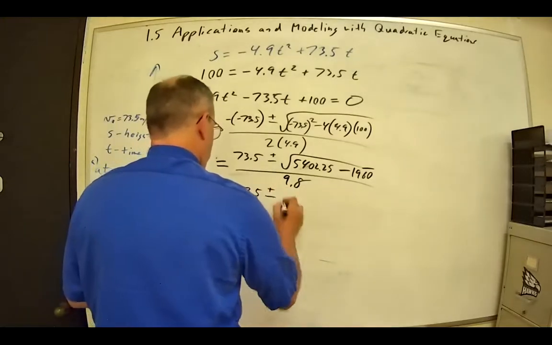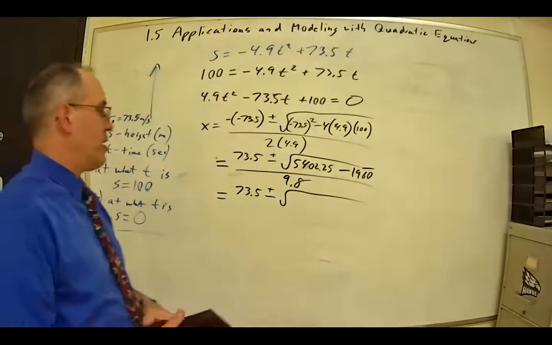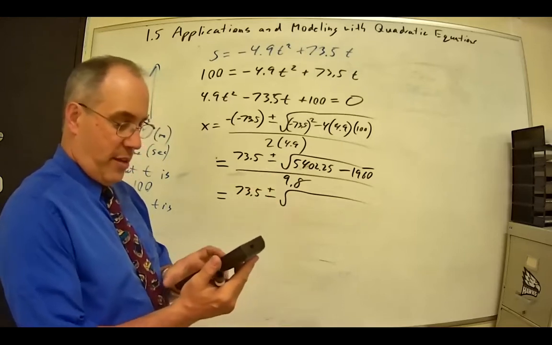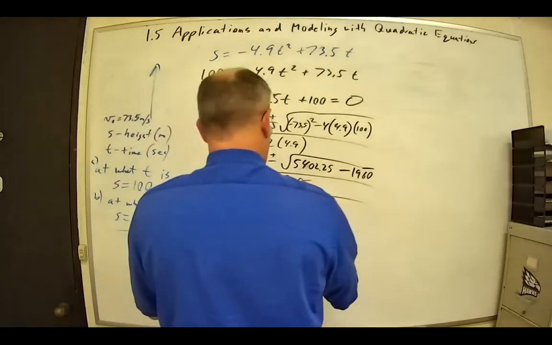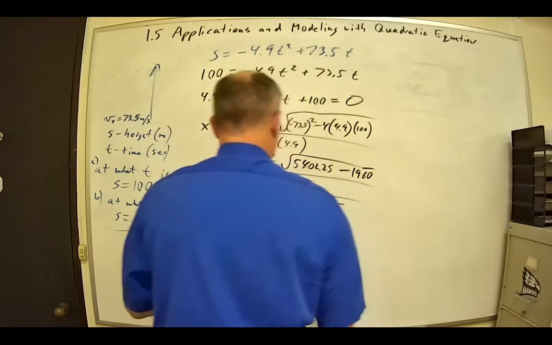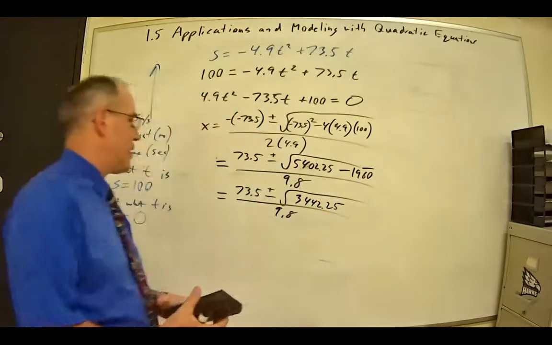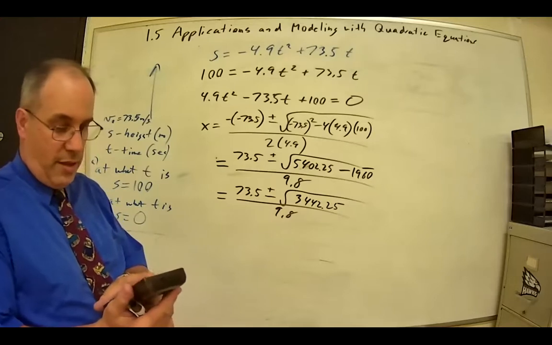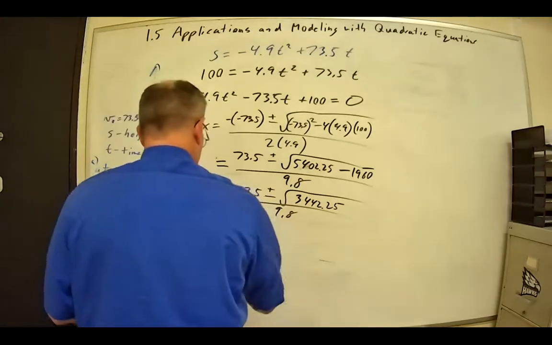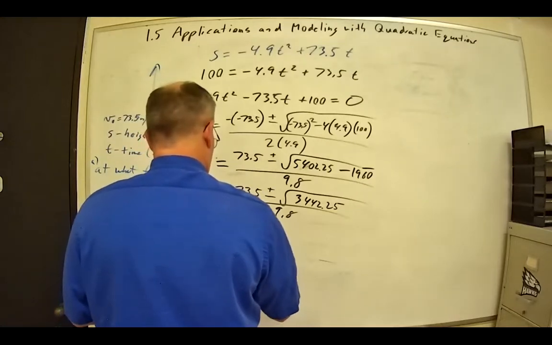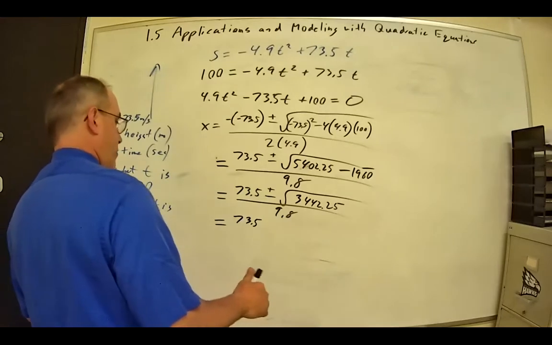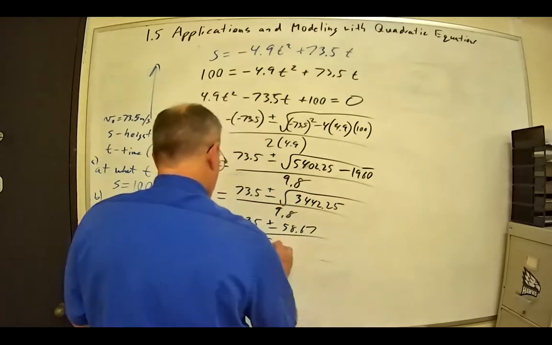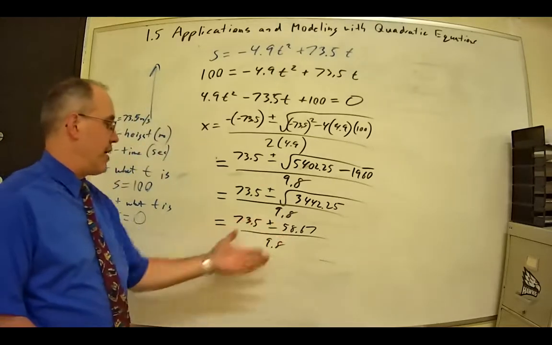So 73.5 plus or minus the square root of 5,402.25 minus 1960, which gives me 3,442.25, all over 9.8. Well, I'm trying to find a height, so I'm going to have to take the square root of that. So approximately 58.67. So I've got x is equal to 73.5 plus or minus 58.67 over 9.8. So now I can do both these.